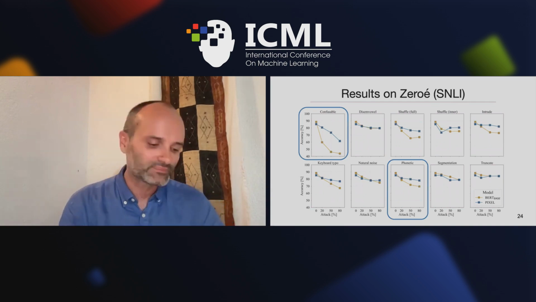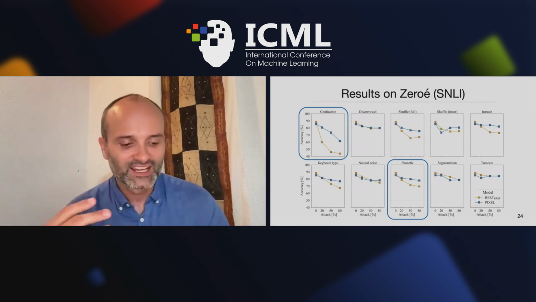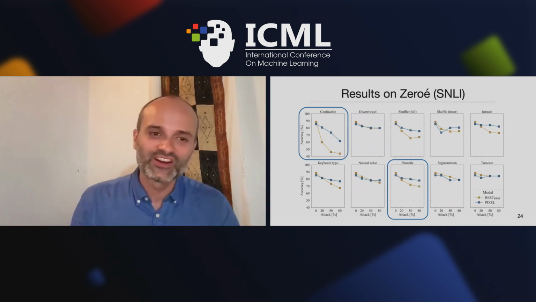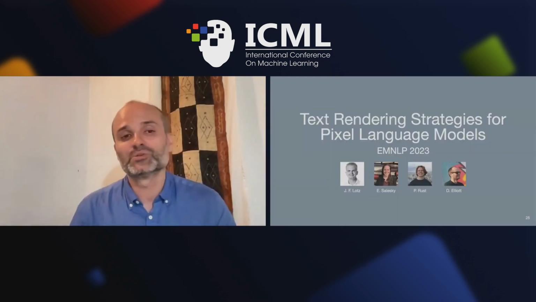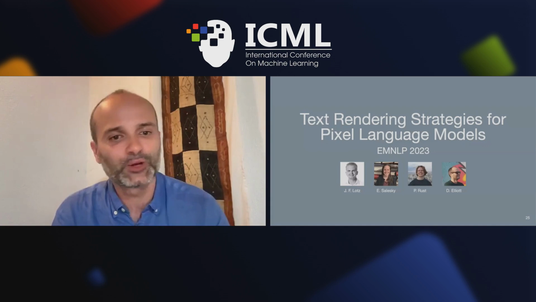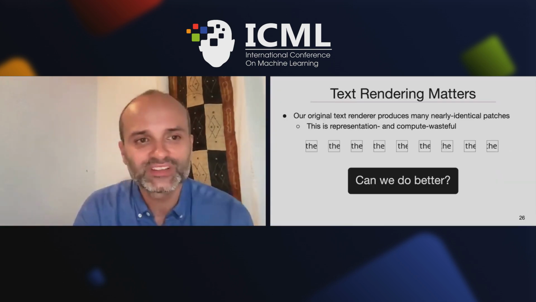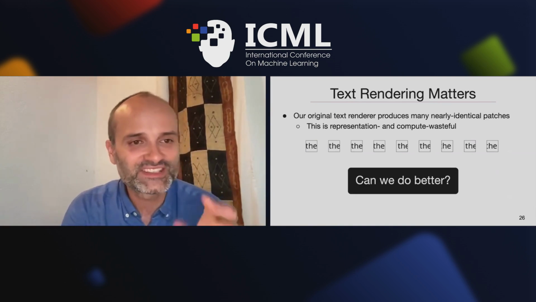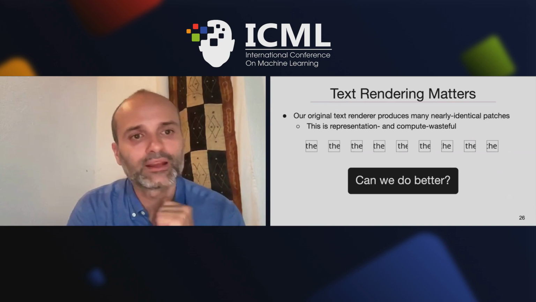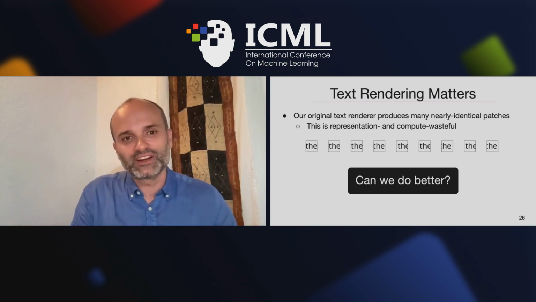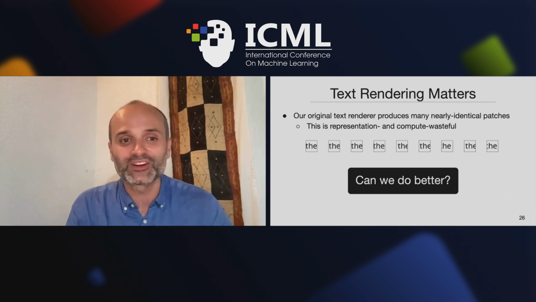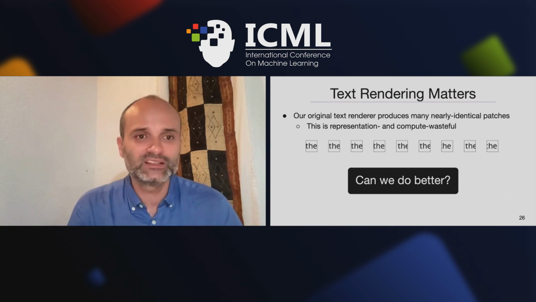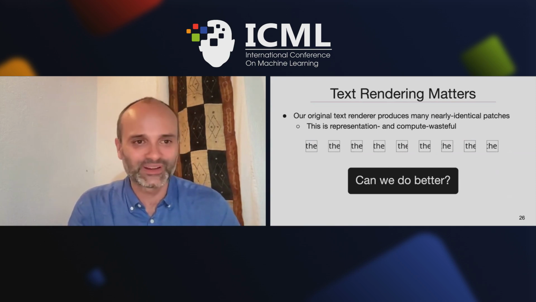And so after we finished working on this project, we realized we had made some pretty silly mistakes in our rendering of the text. This led to a follow-up paper in the same year at EMNLP. And so our original text renderer produces many nearly identical patches. Here you can see the 10 most frequently occurring patches if you do unconstrained rendering. And they have one thing in common: they are the same word with a small x dimension shift. So this is representation and compute wasteful in some of the worst ways.